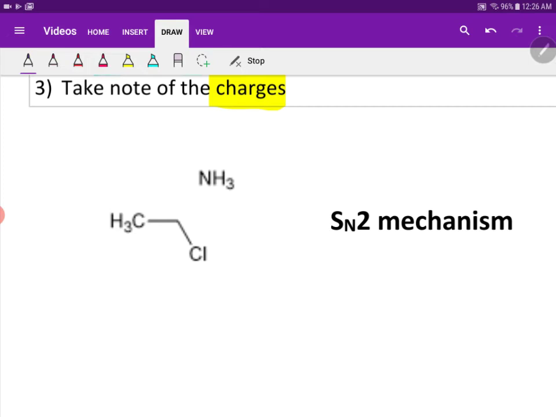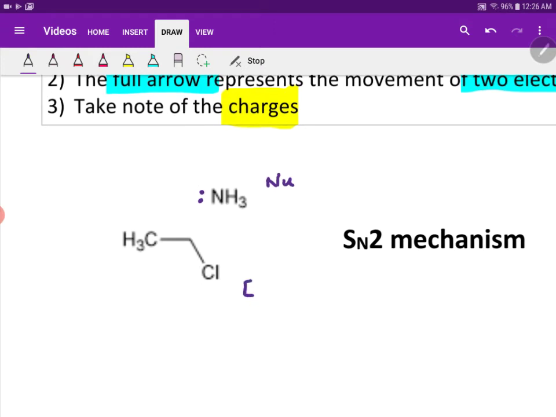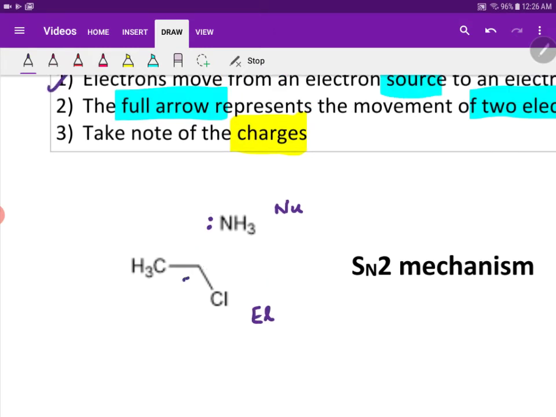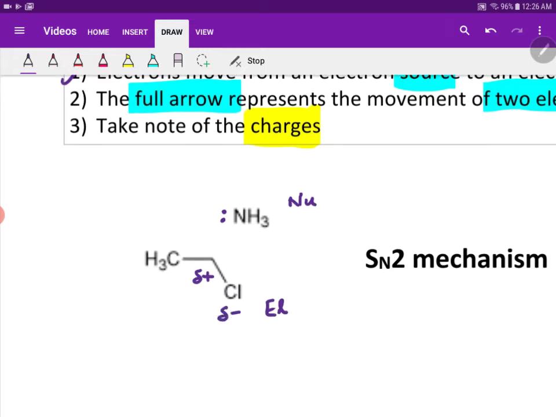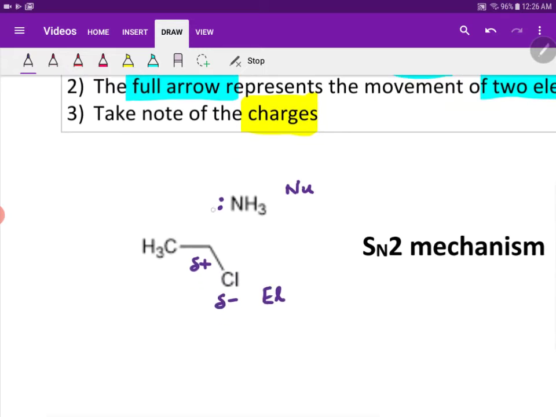Over here we have an SN2 mechanism, a nucleophilic substitution mechanism. In the previous lesson we learned that there is a lone pair of electrons on our ammonia, NH3, so this is our nucleophile. We have an electrophile here because we have a delta plus carbon, because this chlorine is electronegative, so it gets a delta minus.